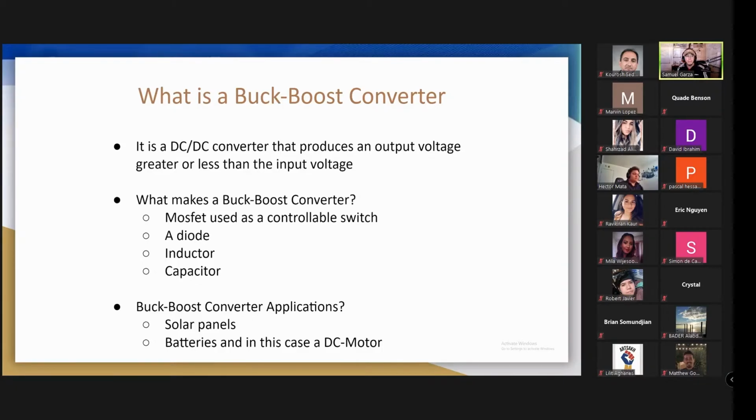The buck boost converter could be used in self-regulating power supplies. An example of an application could be a solar panel. This is because the input voltage to the solar panels can change. So the buck boost converter works by regulating the output of the panels to a desired voltage output. Next slide.